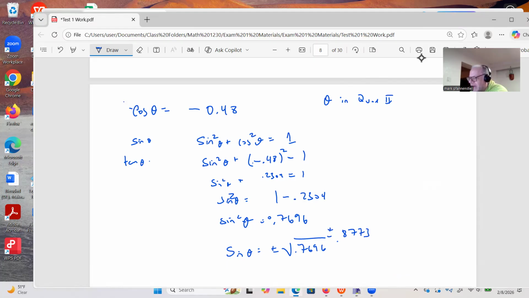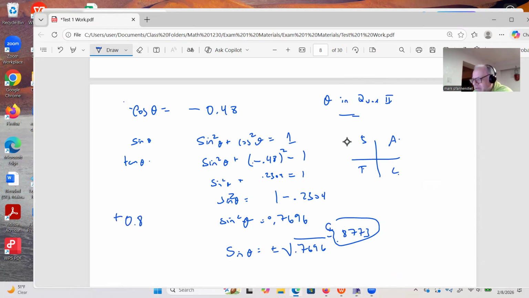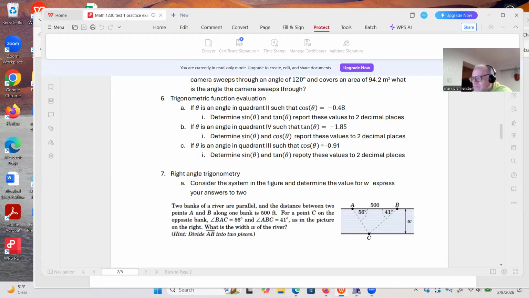0.8773, plus or minus. Now, what do we know about theta? It's in quadrant two. So we know that all students take calculus. In quadrant one, all of the trigonometric functions are positive. In quadrant two, the sine is positive, so it's the positive one. The tangent is positive in quadrant three, and the cosine is positive in quadrant four. So my answer here is a positive 0.87. We'll go to 0.88, since it asks for two decimal places. All right, so that'll be our answer there.